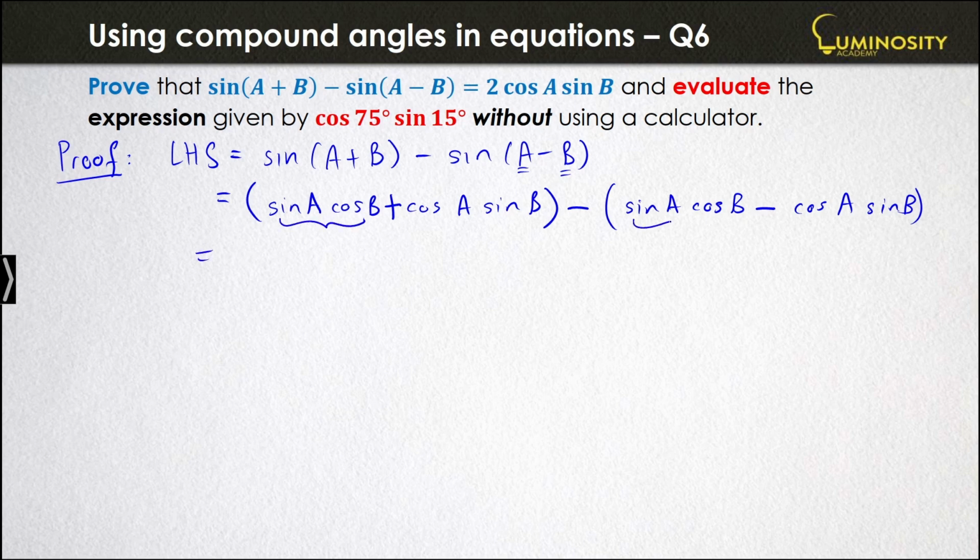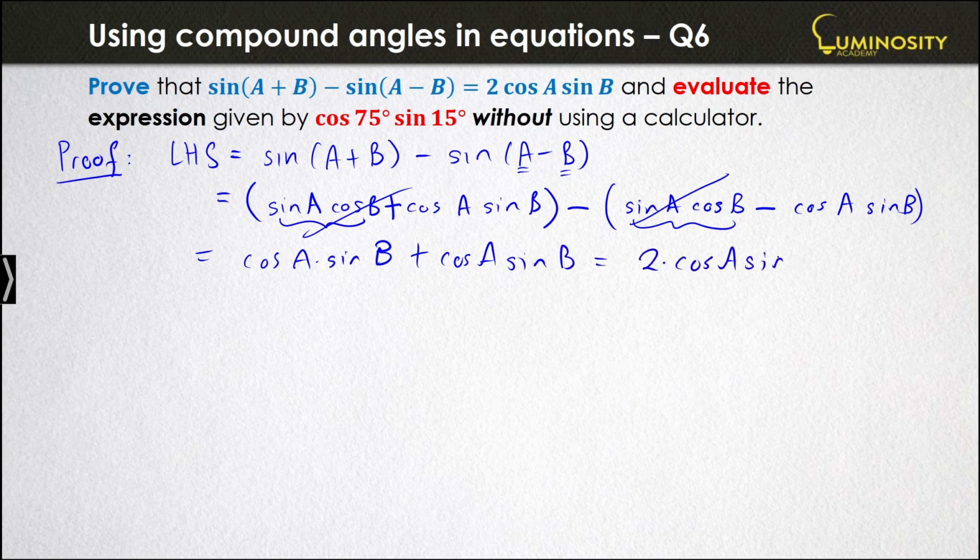Sine A cos B, sine A cos B. We're subtracting them, so those will cancel. And then we have cos A sine B, minus minus, so it becomes plus cos A sine B. And that's exactly equal to 2 amounts of cos A sine B. And that is exactly the right-hand side. So we have successfully mathematically proven that that identity is true.